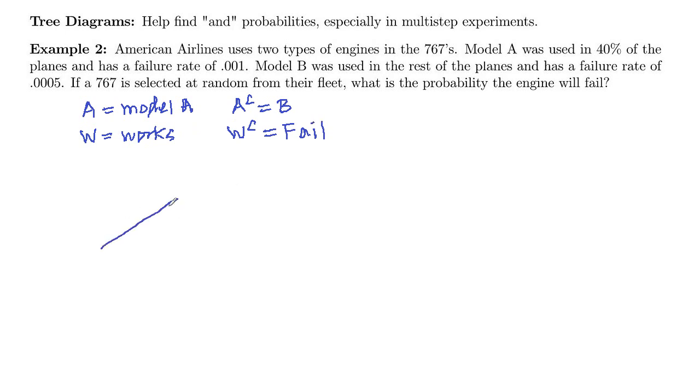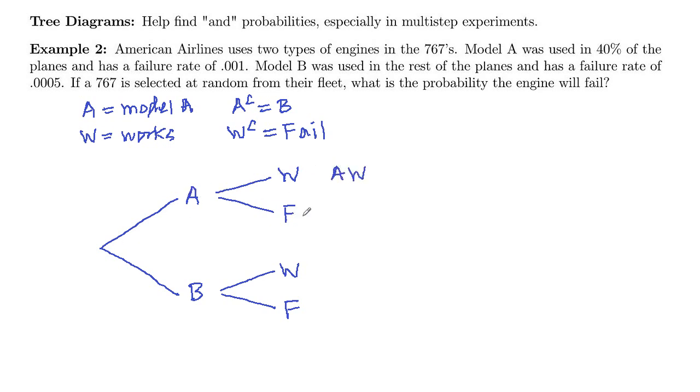So the first level in our tree diagram, we're going to pick which type of engine. So we've either got a Model A or a B. If we choose a Model A engine, it could either work when we test it or it could fail. If we choose a Model B, same thing, it could either work or it could fail. So we follow the tree branches down to get our sample points. So A and it works, AW. A and it fails, AF, B and it works, BW, B and it fails, BF.